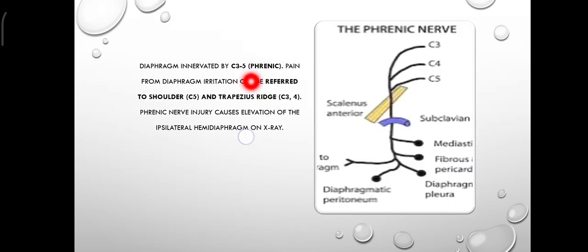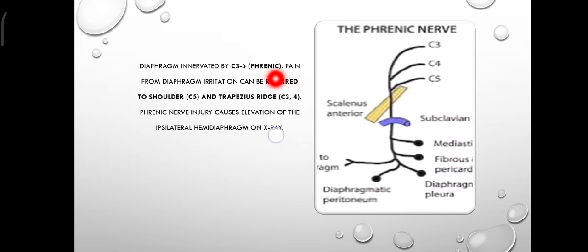Diaphragm is innervated by the phrenic nerve. Phrenic nerve has root value C3 to C5. It means it originates from the cervical level of the cervical plexus, C3, C4 and C5, and this nerve supplies the diaphragm.